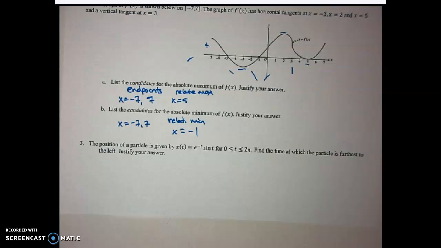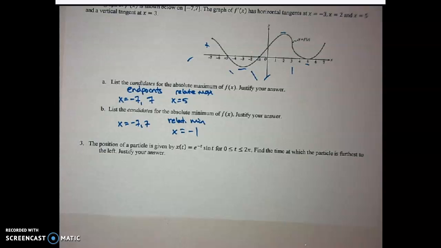Number 3, the position of a particle is given by the function e to the -t times the sine of t, for the interval between 0 and 2 pi. Find the time at which the particle is the furthest to the left and justify your answer. One thing we need to remember is that furthest to the left means that we're finding an absolute minimum. Remember, we've talked about this in previous videos, that the first derivative, the velocity, if it's positive, it's moving right or up. If it's negative, it's moving left or down. So if it's moving down, it would reach a relative minimum or an absolute minimum.